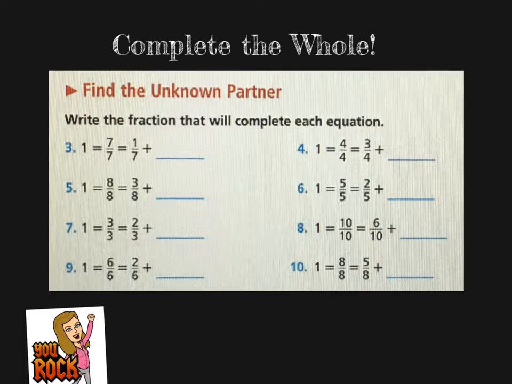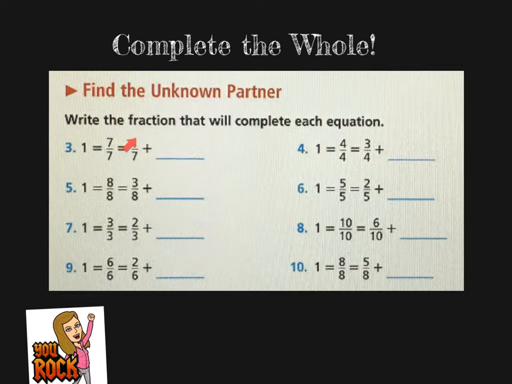Okay, so let's take a look at a few more examples. We need to write the fraction that will complete each equation, so we're finding the unknown partner. So here's our first example, one whole, which is also equal to 7 sevenths. So this is a chocolate bar where maybe all 7 parts are shaded, and there were 7 equal pieces. So if we have 1/7 of that chocolate bar, how many more pieces do we need in order to complete the chocolate bar to be 7 sevenths?